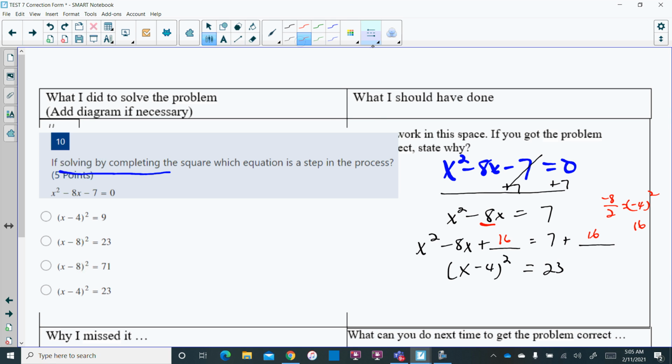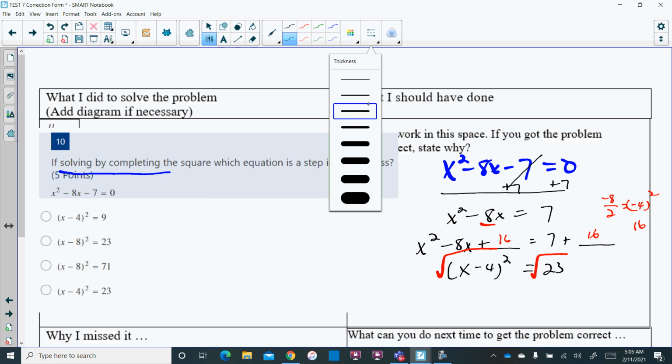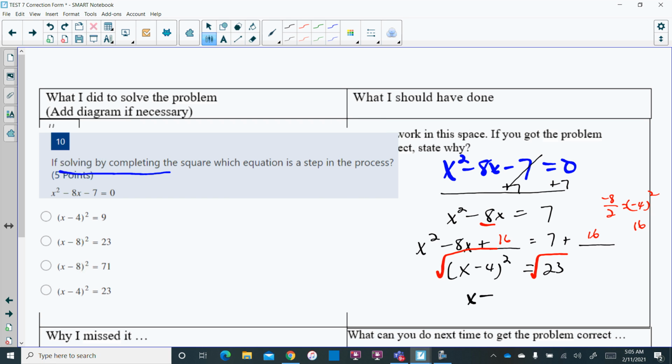And then you needed to take the square root. And that would have given us x minus 4 equals plus or minus the square root of 23, sorry, 23. Now, when I look at my answer choices, none of them went that far. They didn't do the square root.